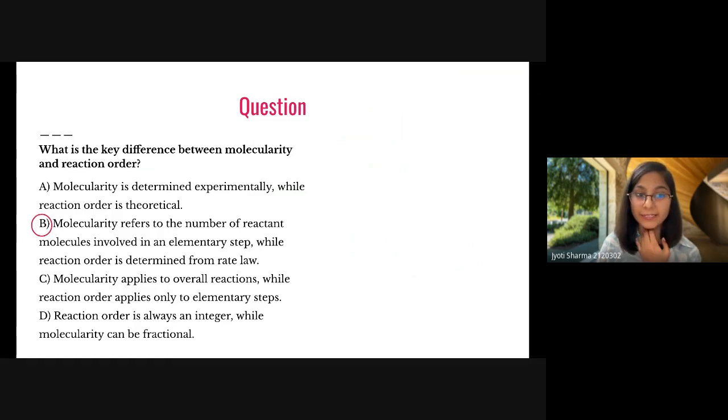So B is the right answer. Molecularity refers to the number of reactant molecules involved in an elementary step, as I told you, while reaction order is determined from the rate law. So most of you gave me the right answer, and this will be the only answer.